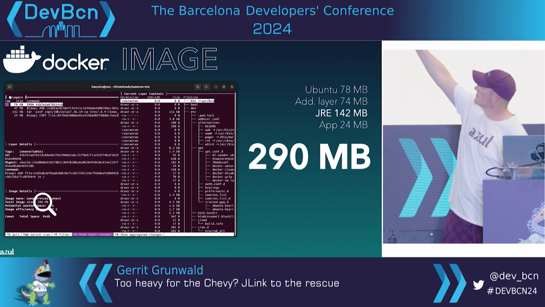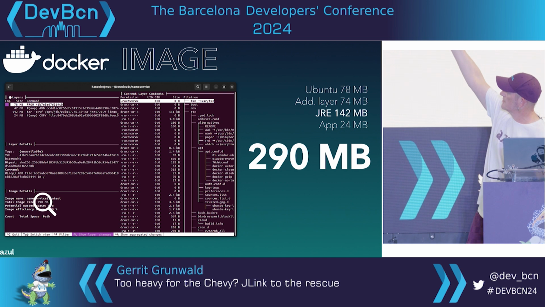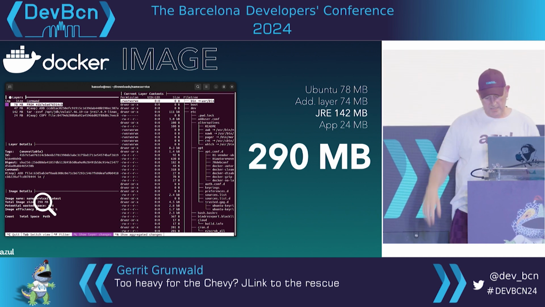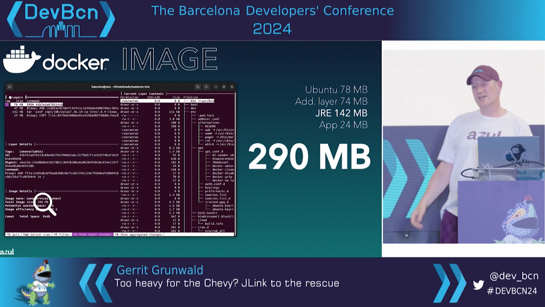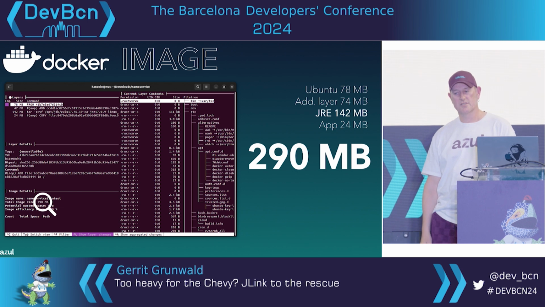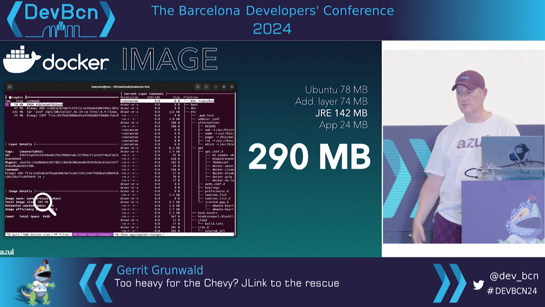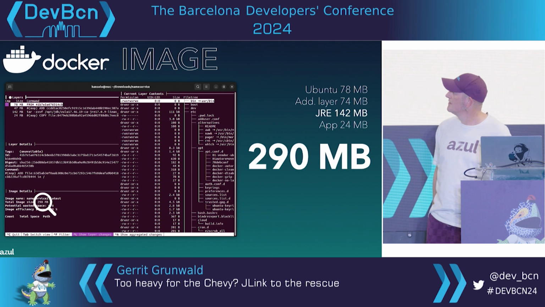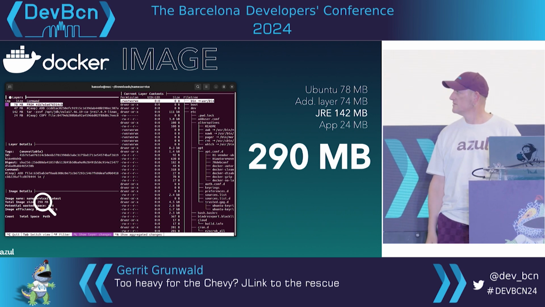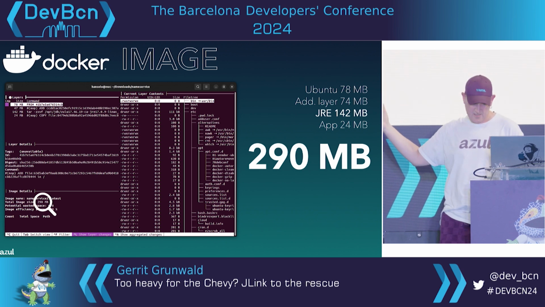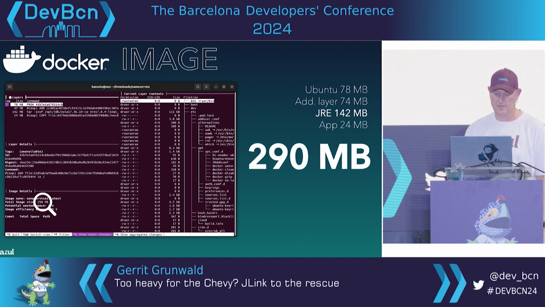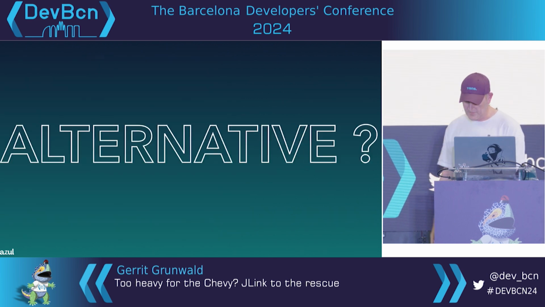You see again, Ubuntu, 78 megabytes. The additional layer now is smaller, 74. JRE is just 142 megabytes. This is still, I mean, 300 megabytes for a REST service that has one endpoint and gives me some names. It's huge, isn't it? I remember the days, I'm a little bit older, when we counted program size in kilobytes. When I think about just running this for 290 megabytes, it's just too big. Yeah, it's not needed. So do we have any alternatives here?